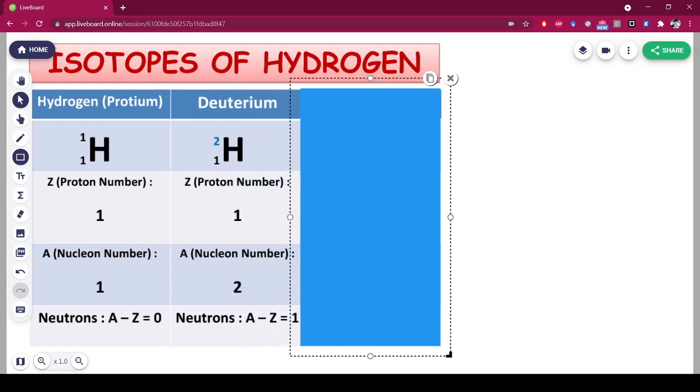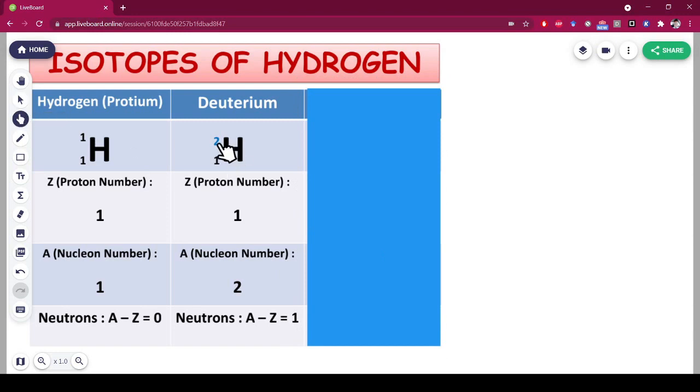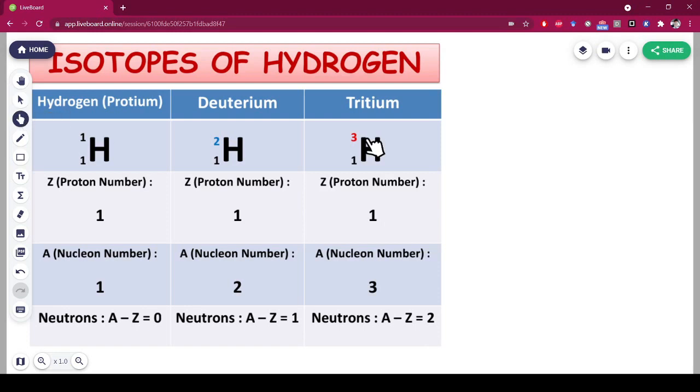You have deuterium. Okay, now it's slightly different. You have 2, so the nucleon number will be 2. So 2 minus 1, you'll get 1 neutron. So inside deuterium, you have 1 proton and 1 neutron. The 2 over here refers to the nucleon number. And the next one is tritium. Instead of 2, you have 3, so the nucleon number is 3. Proton number is 1. And the neutron is simply 3 minus 1, you'll get 2. So the number of protons is 1, and the number of neutrons is 2.